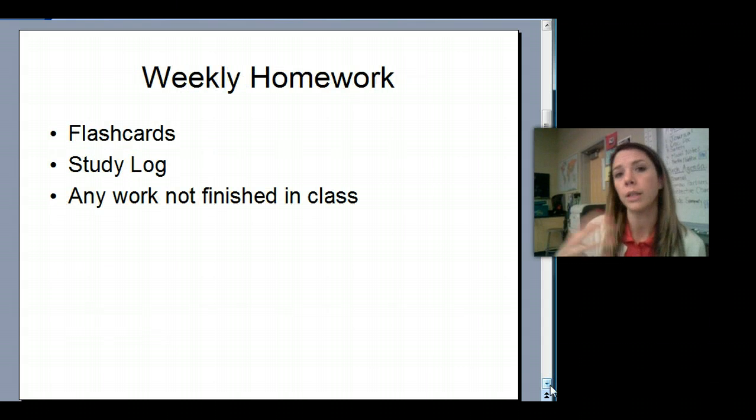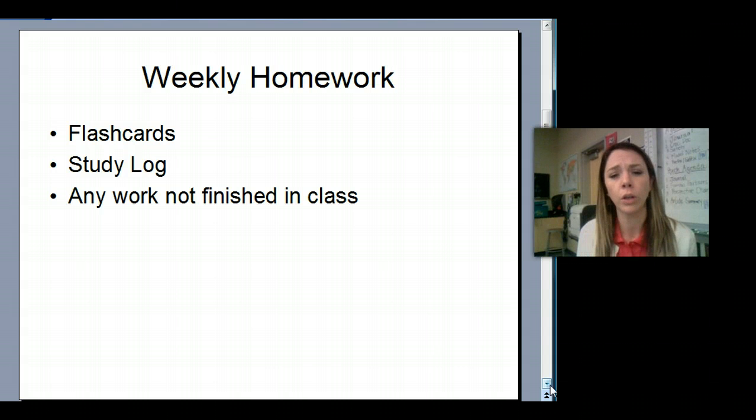The weekly homework that I told you about is the study log, to study from the notebook or flashcards. Those are most of the time done in class, but I ask that you finish them outside of class or study from them. I'll give you an example of the flashcards in just a second, but a study log will show that they've studied the flashcards. And then any work not finished in class, so if there are absences or projects, we do have intervention, and I'll talk about that in just a second, to make up missing work and to intervene on skills. But anything that is not finished in class, I ask is finished outside for homework.